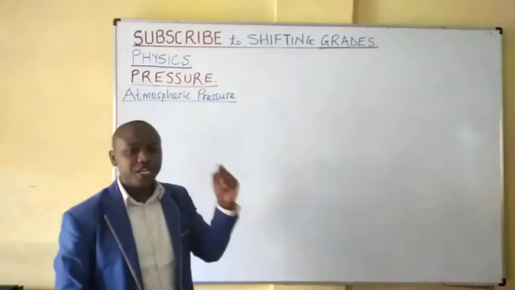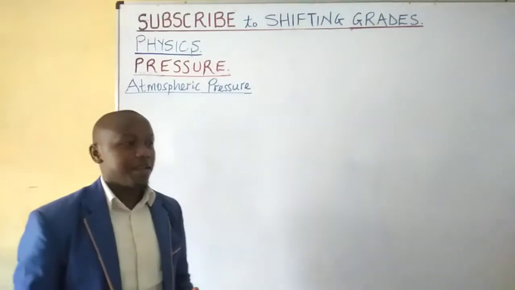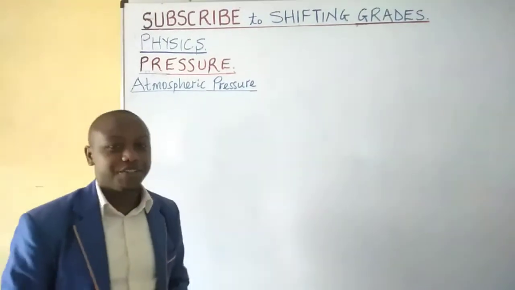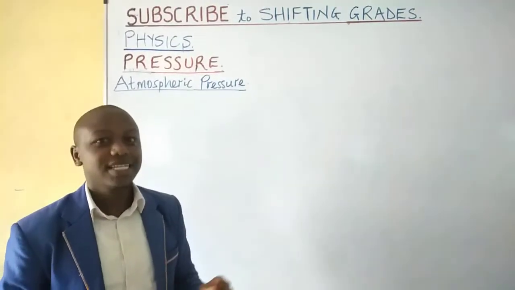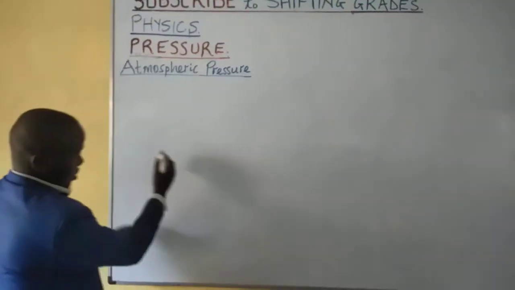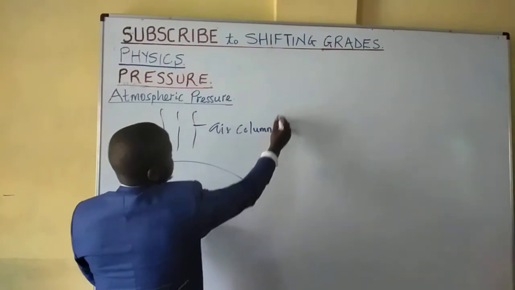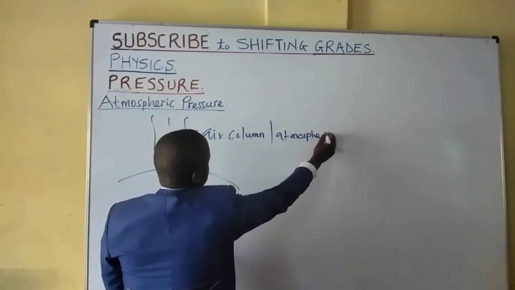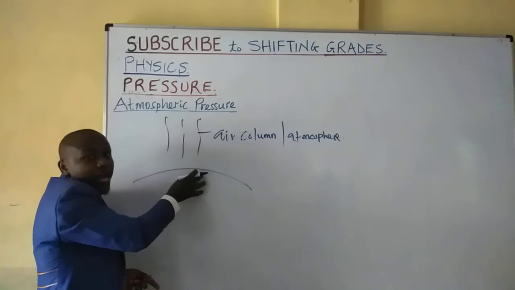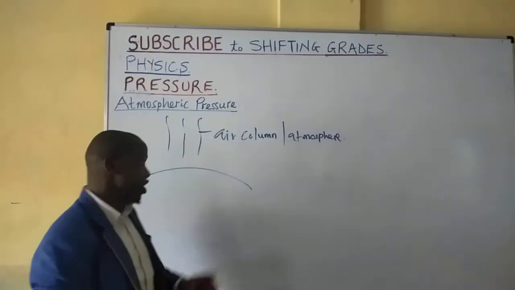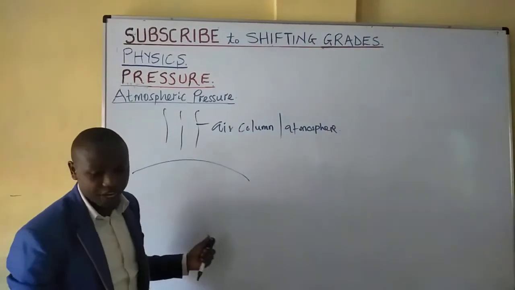And therefore, because we know very well from the properties of matter that air has weight, then because the air is on the Earth's surface, we can conclude that it is acting on the Earth's surface, and due to its weight, it is causing some pressure. Therefore, if we call this one the Earth's surface, then we have the air column. This one is the air column. We've called it the atmosphere, actually. Therefore, the air column above the Earth's surface, because it has some weight, is causing a pressure on the Earth's surface. And now, that pressure due to the air column above the Earth's surface is what we are calling atmospheric pressure.